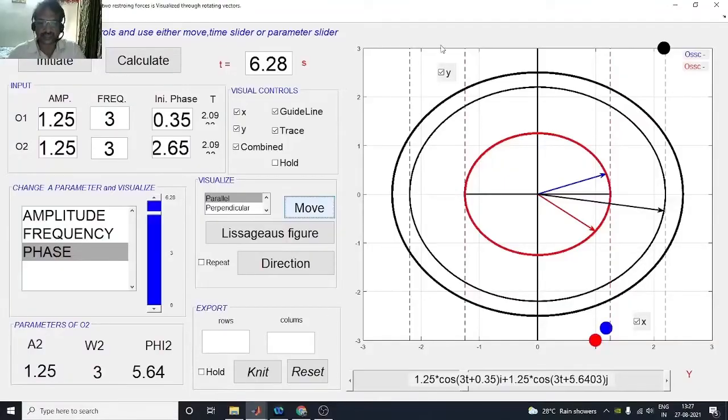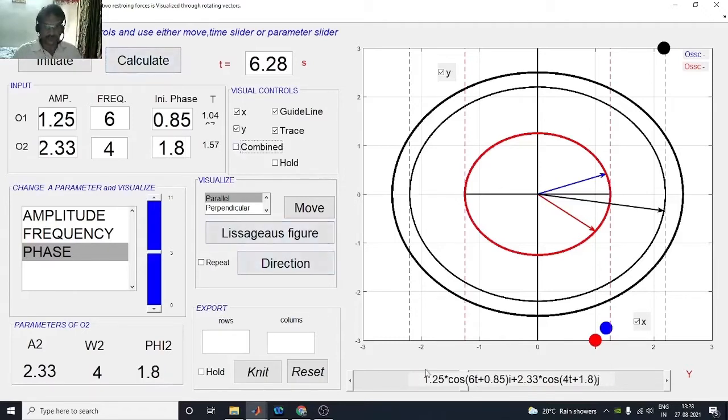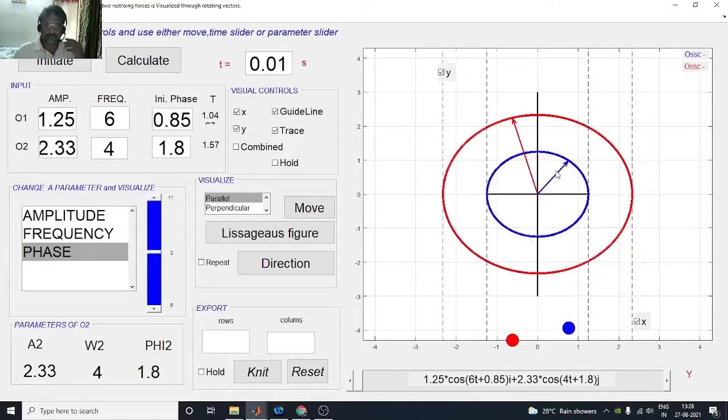So let us take some combinations. Let us put the amplitude 1.25, frequency as 6, initial phase let us put as some number, the amplitude of the second oscillator as 2.33, frequency of second is 4, and this is about 1.8. So first let us see how the individual oscillators look. So this is the individual oscillators, this is the first one and this is the second one.